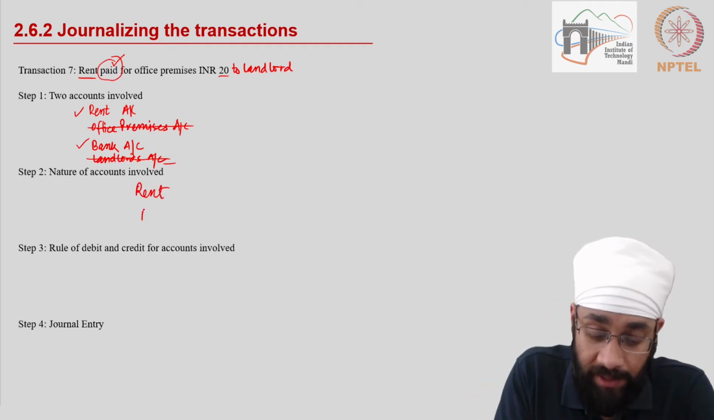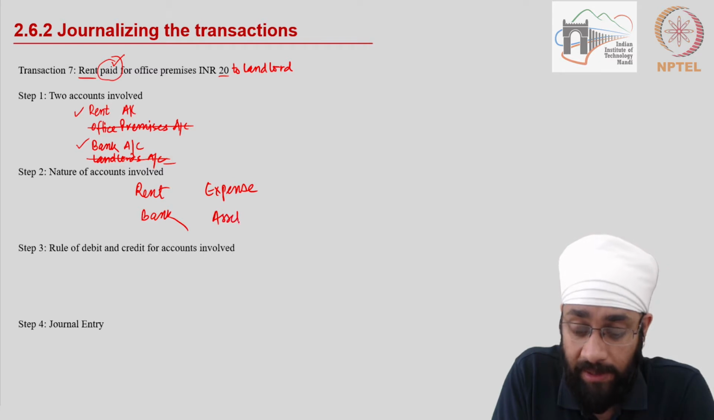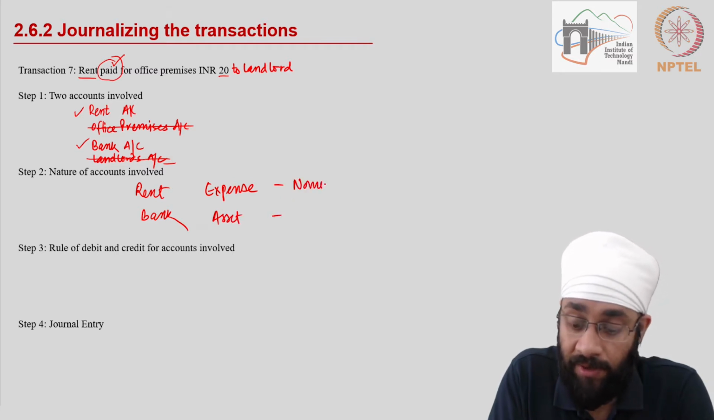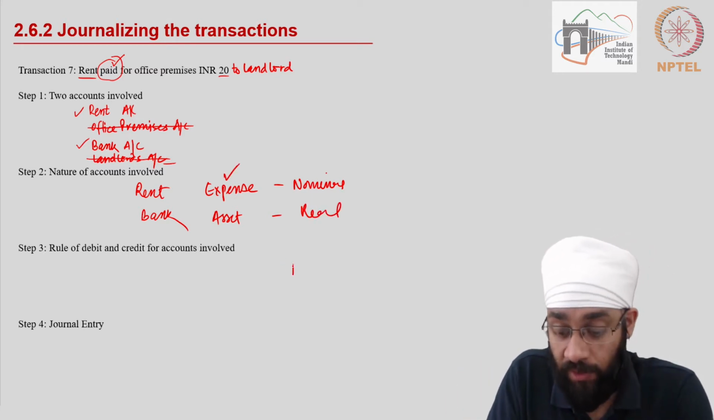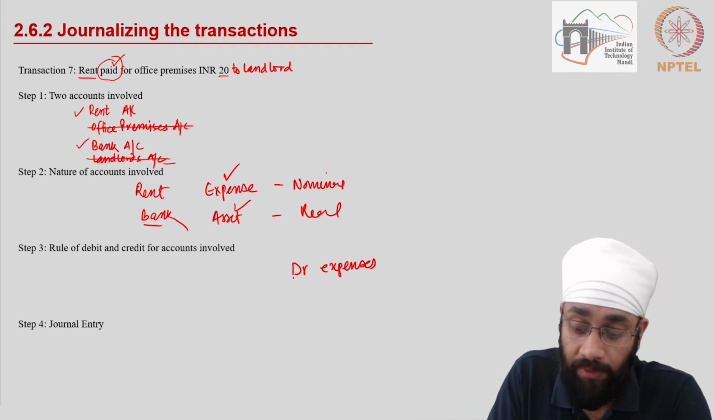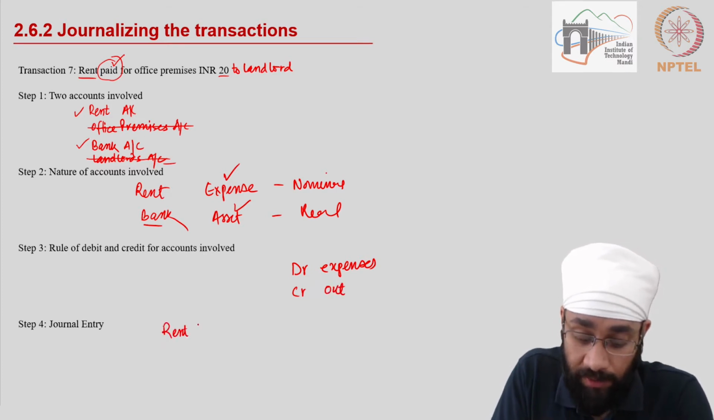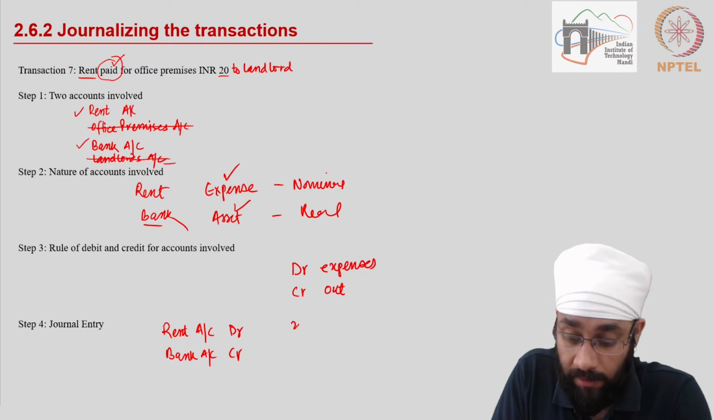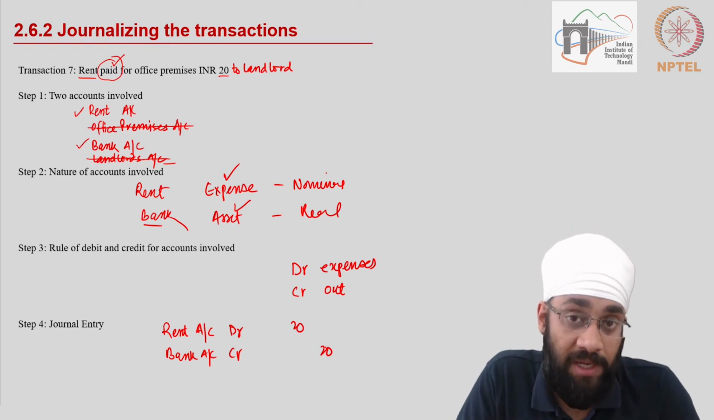All right, so rent and bank account. Rent is an expense and bank is an asset. That's easy. Expense is a nominal account. Asset is a real account. Since this is an expense, the rule is debit all expenses. And for real account, bank, it goes out. Bank balance is going out. It is going down. So credit what goes out. So the journal entry is rent account debit and bank account credit, 20 and 20. There you go. That's how you write a journal entry for rent which is being paid.